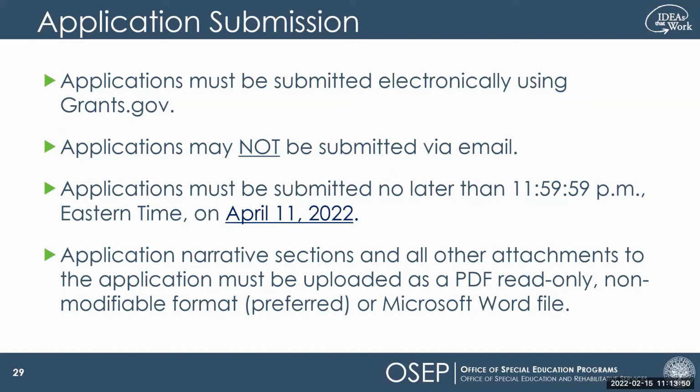If there are reasons why an applicant cannot submit using grants.gov, the applicant must follow the information contained in the application package. Applications cannot be submitted by email, and they must be submitted prior to the deadline of 11:59 p.m. on April 11th. We strongly encourage applicants to submit all narratives and attachments in PDF, read-only, non-modifiable format.